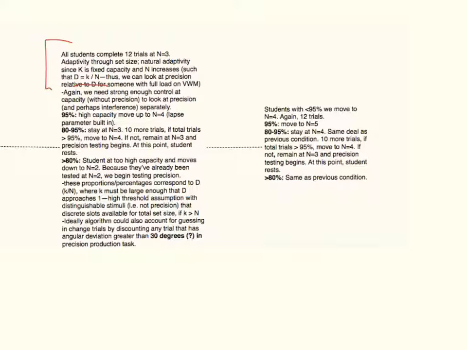All right, and then if we move over, so again, the students that were greater than 95%, I keep messing this up, students that were greater than 95% would move to n equals 4. 12 trials, 95%, they go ahead and move to n equals 5. They stay at 4, same deal. 10 more trials. If they can raise their proportion, then they would go higher. If not, they would stay there. And this should actually be n equals 5, and this should be n equals 4.